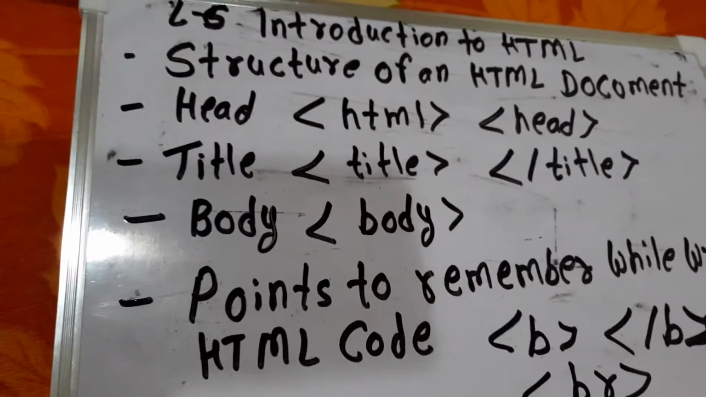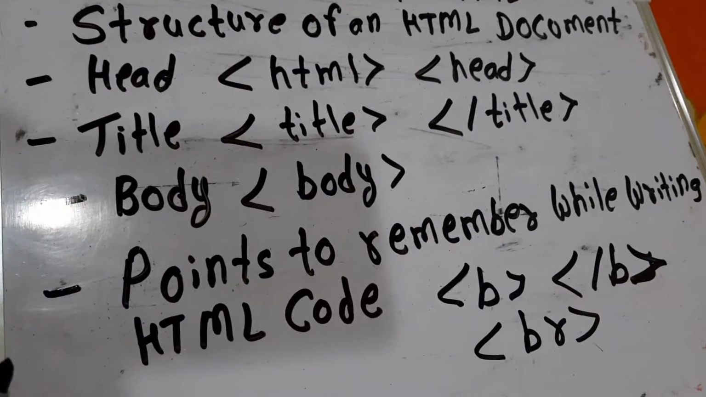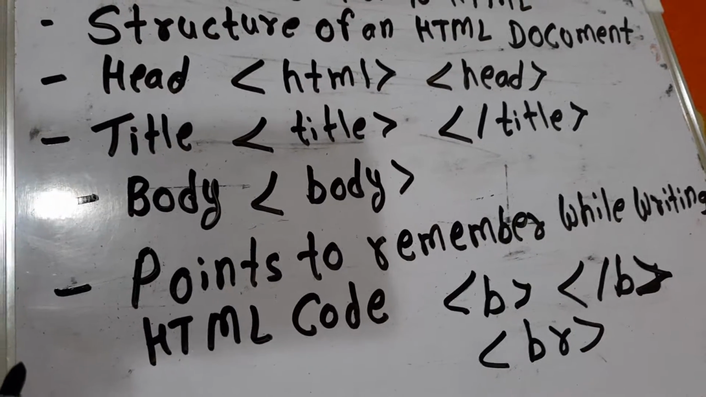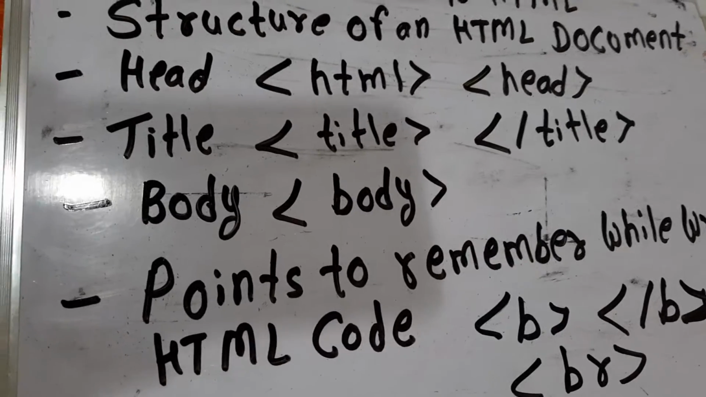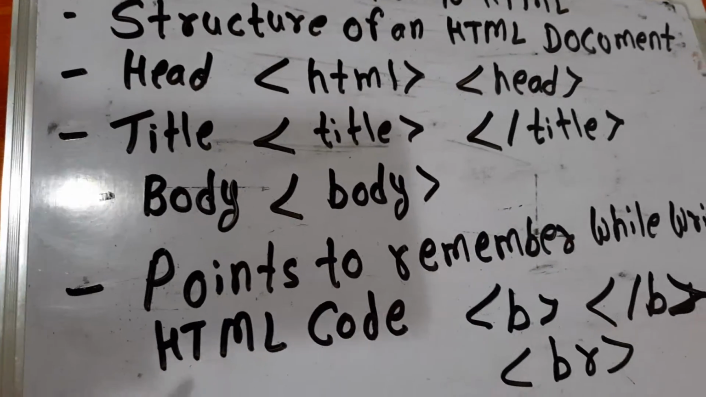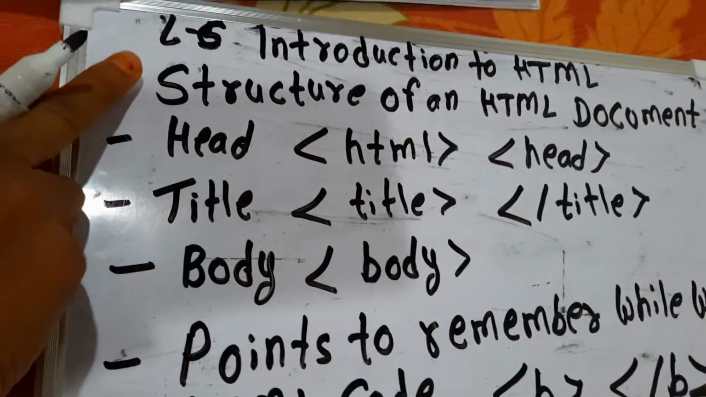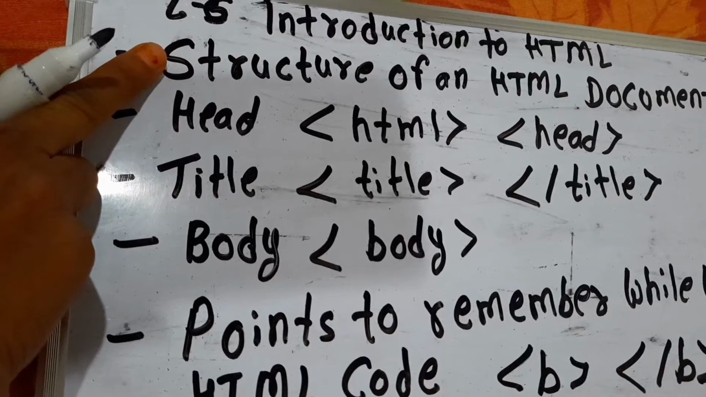Now HTML attributes. Okay, we learned HTML attributes yesterday also. Font color red, motherland: the motherland will come in the red color. Today we will learn about the structure of an HTML document.